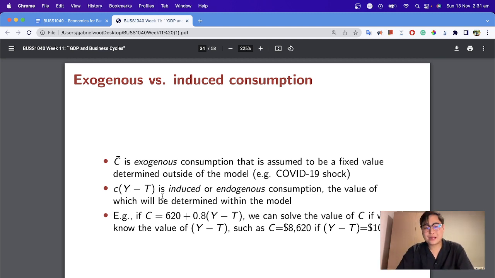C as a function of y minus t is induced or endogenous consumption. This is the idea that as you make $1 extra in income, how much more do you spend? This is marginal propensity to consume. And 1 minus the marginal propensity to consume is equal to the marginal propensity to save, because the probability of you saving plus the probability of you spending should be equal to 100%.